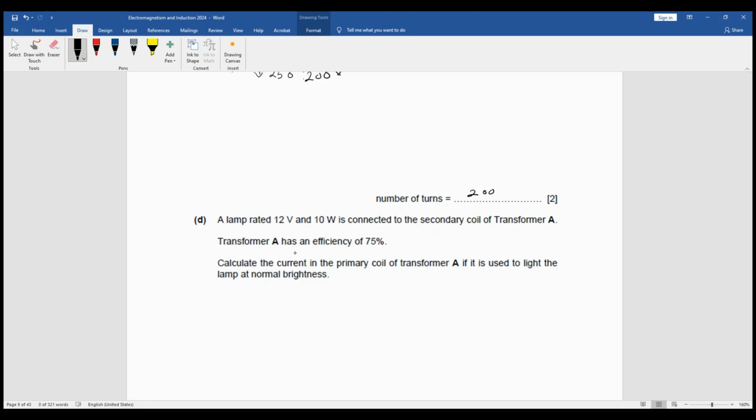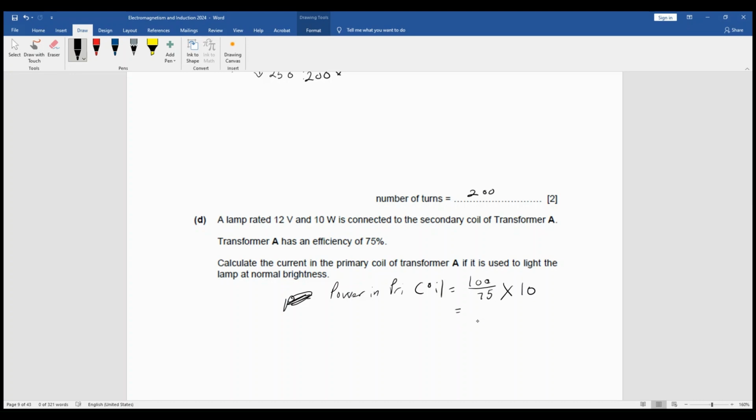So P equal IV. But why do we need the current? No, we don't need. I'm sorry, I already have the power already. So we just use the power 10. Okay, so 75% efficiency. What is the power in the primary coil? 100 over 75, because there's a 75% efficiency. So we can work backwards. So we get 10 watts in the secondary side.